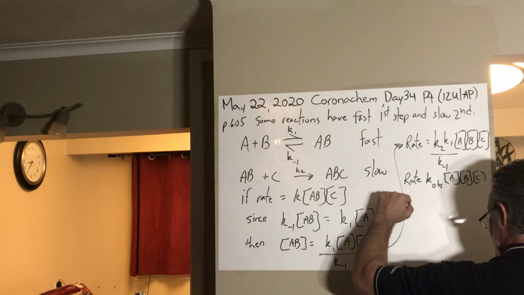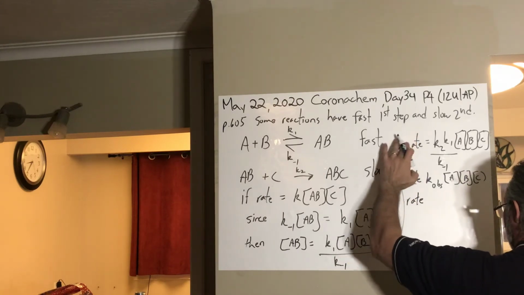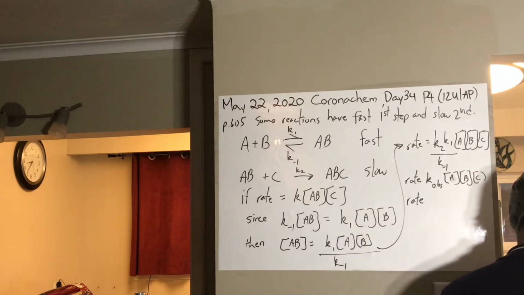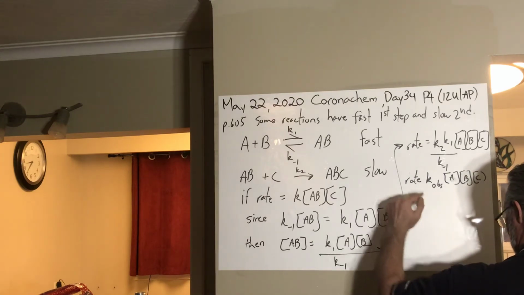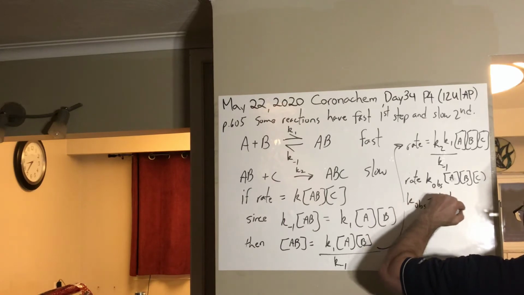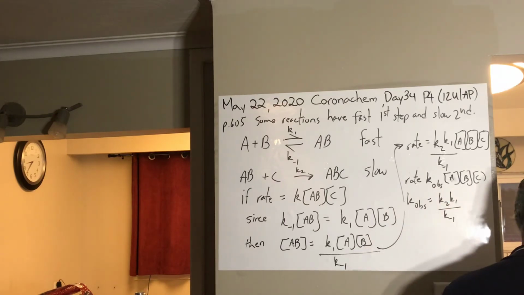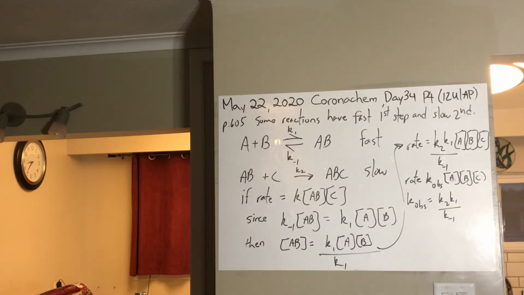So the rate, oh, I'm using a capital R here. The rate equals K observed, and I already said that K observed is equal to K2 times K1 over K to the minus 1. And I give you one example to do on page 607.